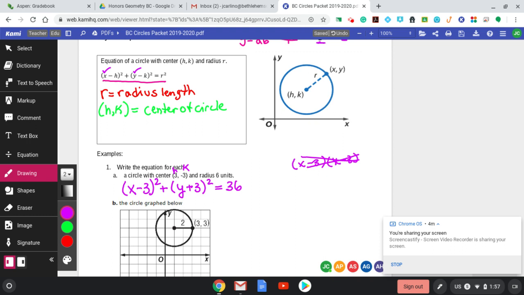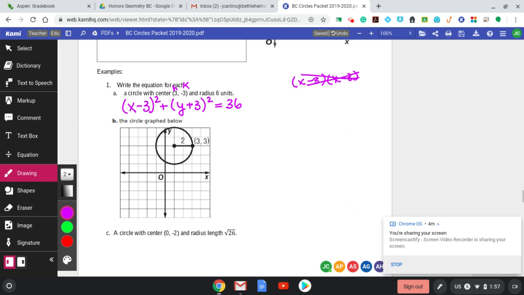One doesn't make you great, so let's keep grinding. The circle is graphed below. What's this equation here? We need two things before I write the equation, right? We need to know what the center of this graph is. So the center, let's see, you can pick it off. Let's see, it's 1, 1, 2, 1, 3.